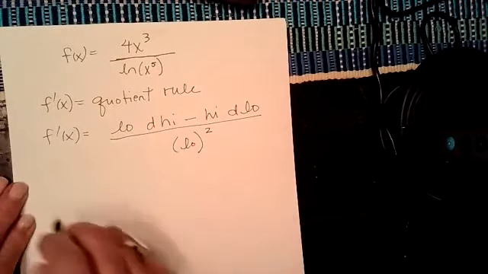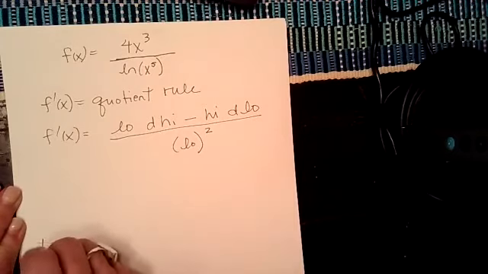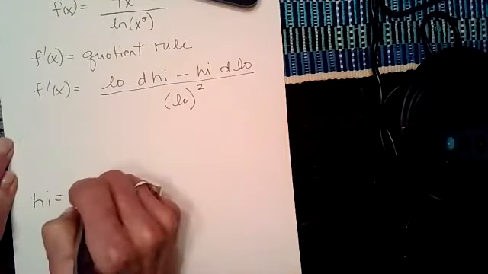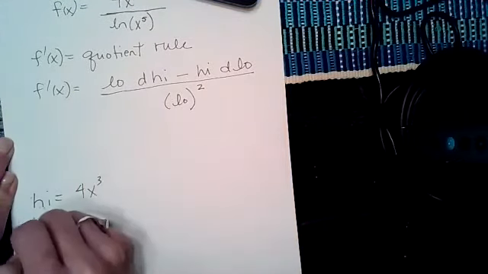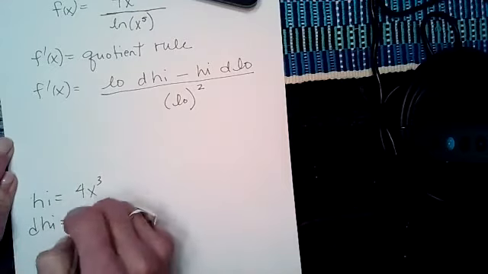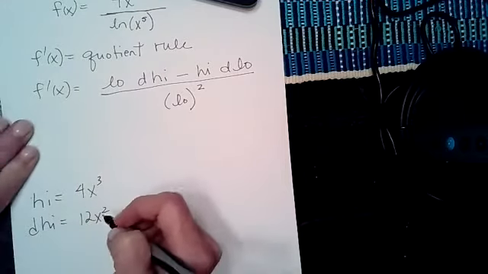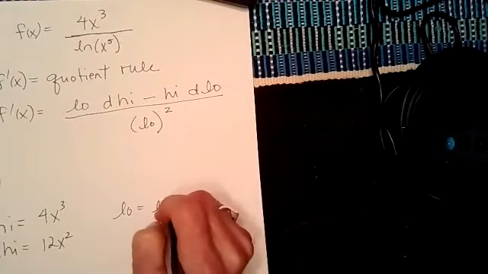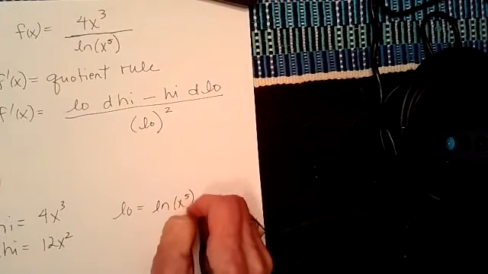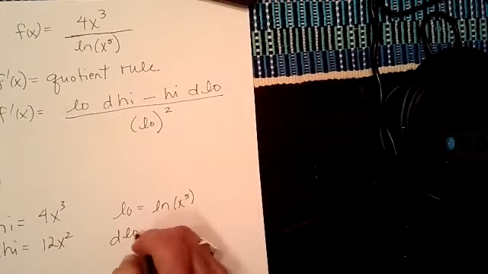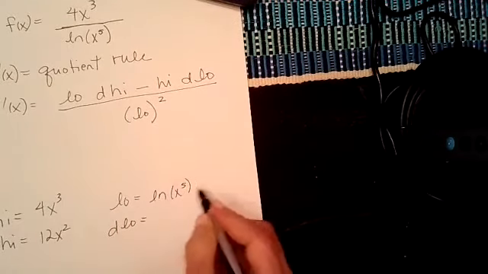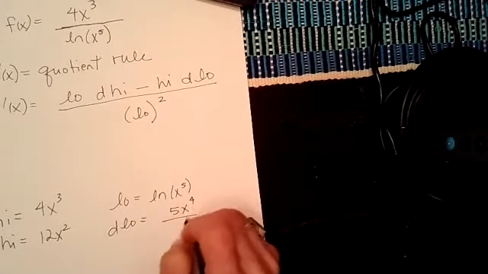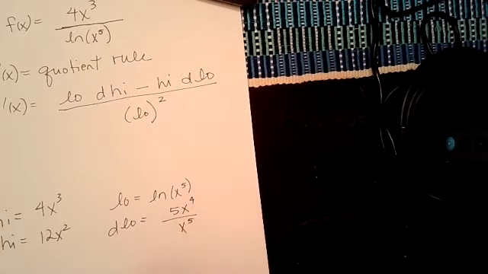Okay, so my high function is what? 4x cubed. It's the one on top. What's the derivative of the high function? Okay, and my low function is the one on the bottom, the ln of x to the 5th. So what's the derivative of the low function? The derivative of the ln of a function is what? The derivative over the function, and I'm not simplifying.